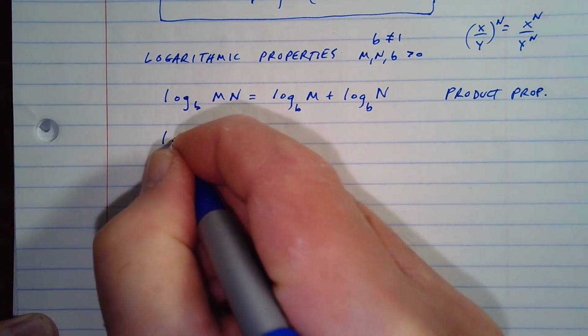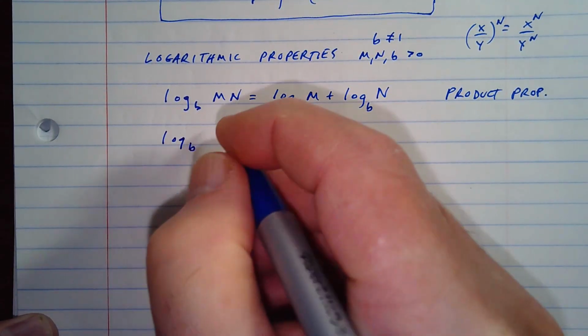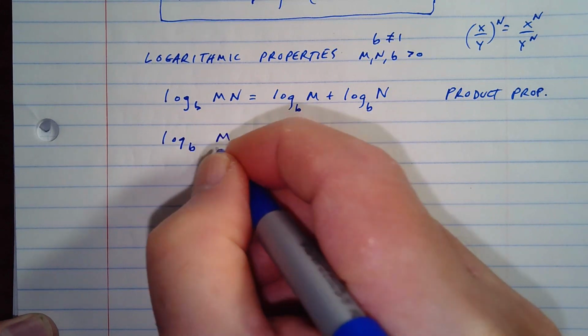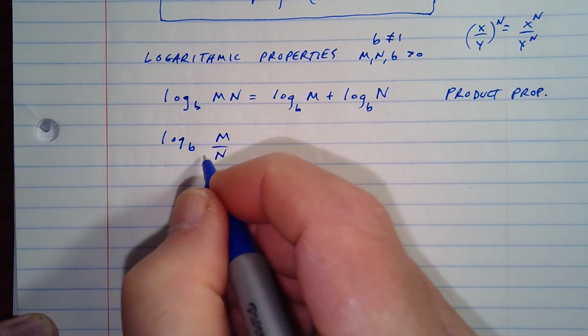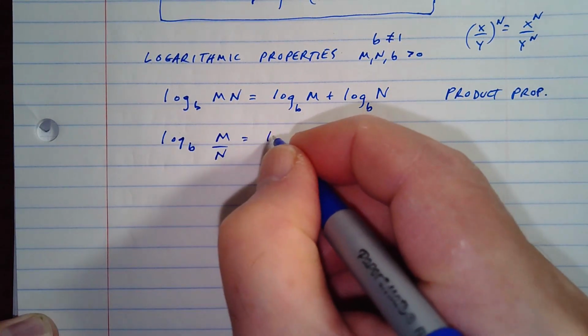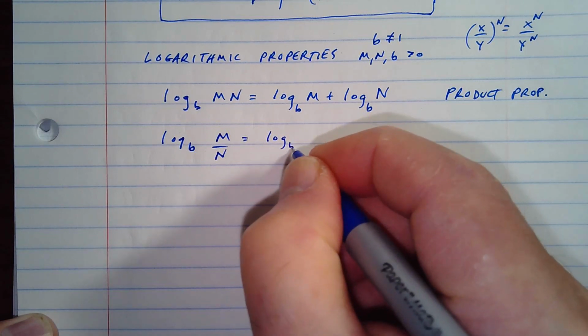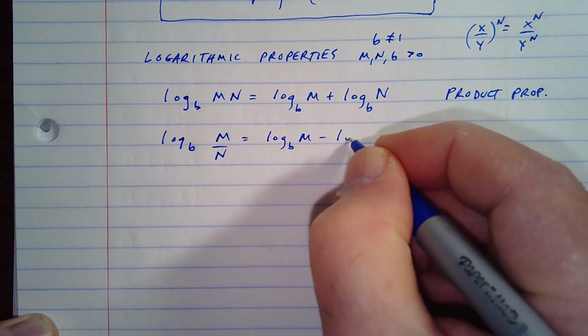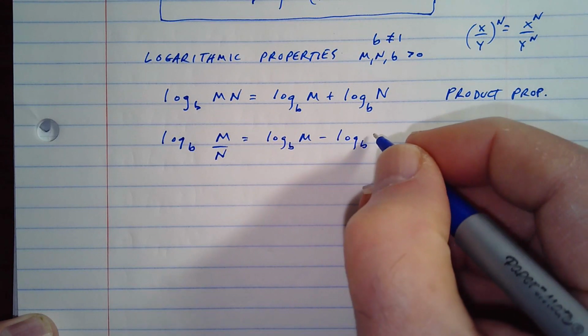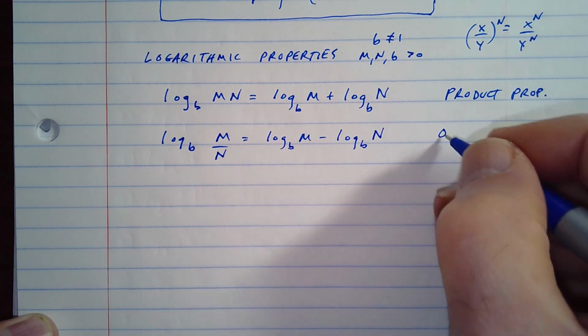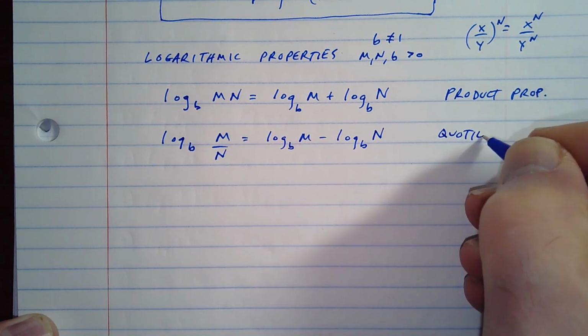All right, and then our second one here. When we have a fraction, the logarithm of a fraction is the same thing as the logarithm of the numerator, subtracting the logarithm of the denominator. And that's our quotient property of logarithms.